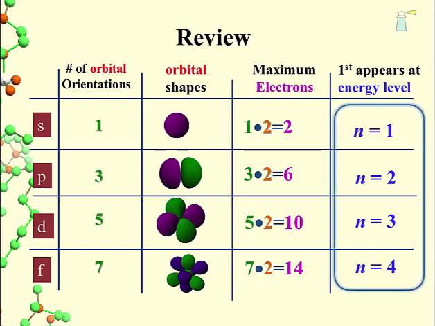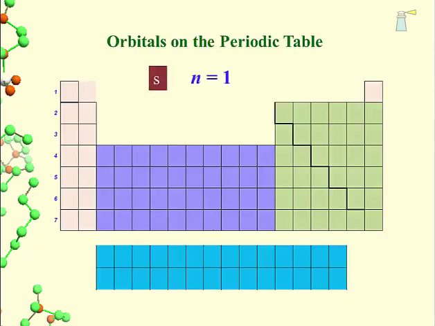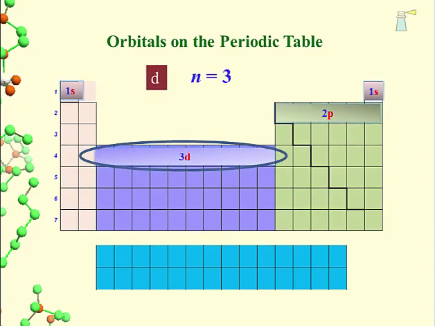The second piece of information is the energy level n at which the different orbital types first appear. The s orbital first appears at energy level n equals 1. Begin the s block with 1s. The p orbital block first appears at energy level n equals 2. Begin the p block with 2p. The d orbital block first appears at energy level n equals 3. Begin the d block with 3d.